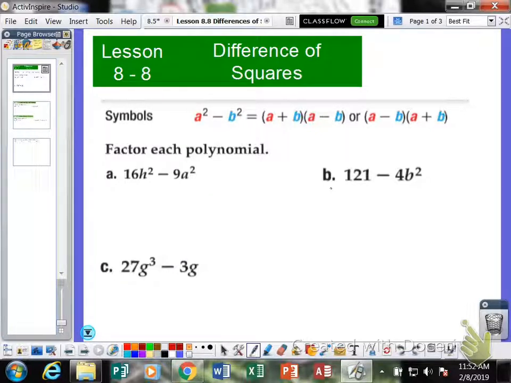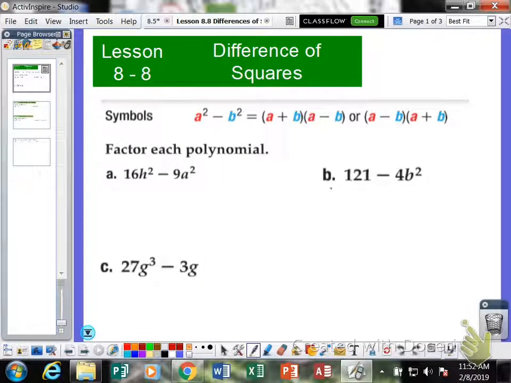So, we have our formula here. It's a squared minus b squared equals the quantity of a plus b times the quantity of a minus b, or the quantity of a minus b times a plus b. This is the formula that is going to be followed when solving these problems. It does not matter if you have a plus b first or a minus b first. You're still going to get the same answer. So order does not matter when it comes to which quantity you are putting first and second.